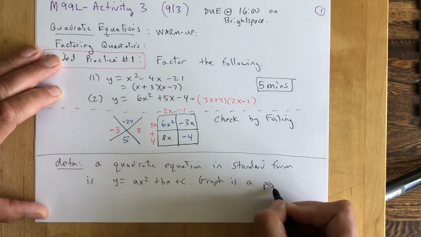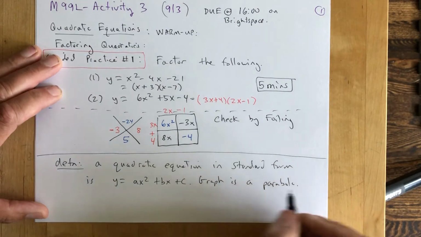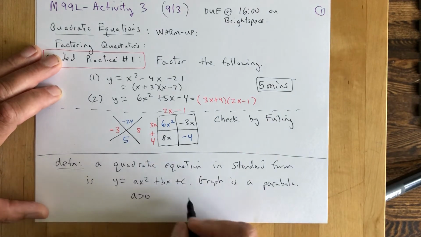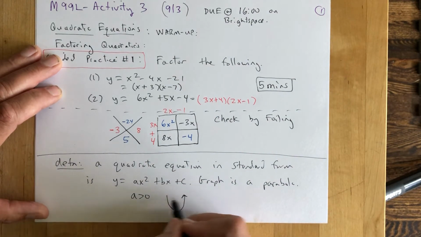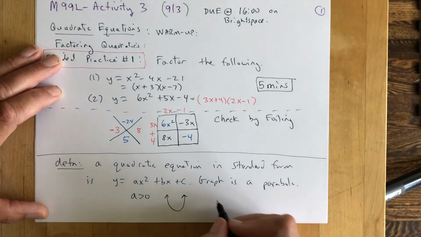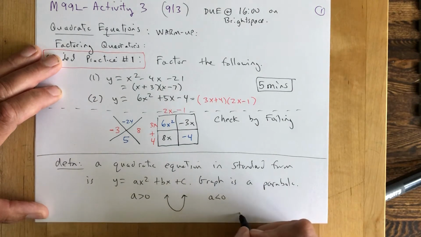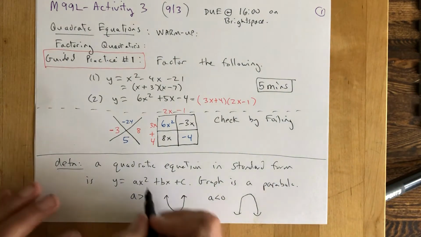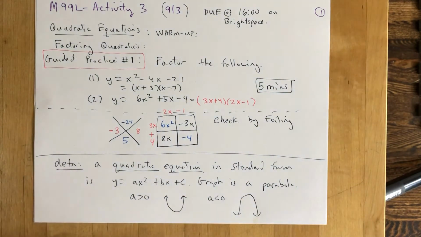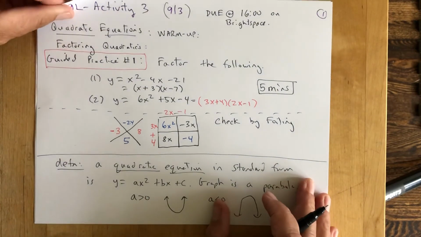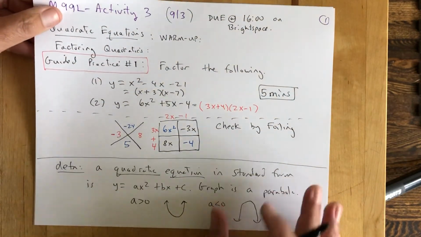The graph is a parabola. If a is greater than 0, it opens up. And if a is less than 0, the parabola opens down. Now, for the purposes of this little class, we're going to talk about this in a different way than maybe you're doing it in Math 100.